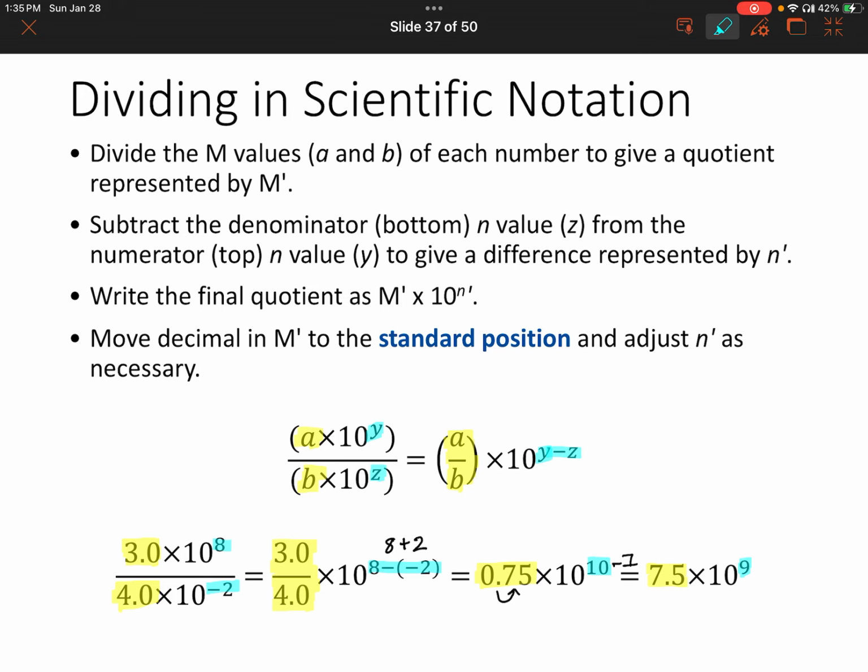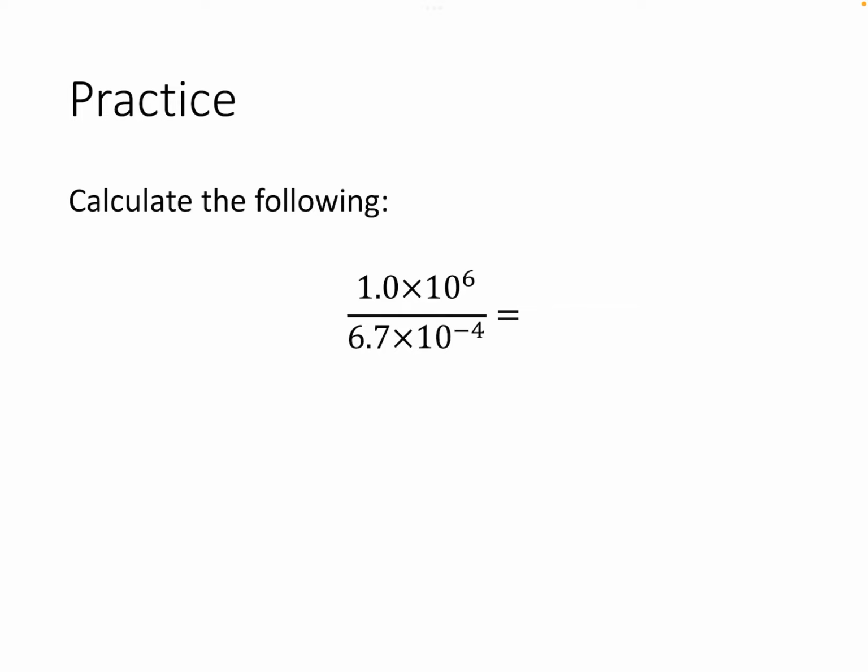Now let's practice. So try to calculate the following on your own first. Again, you might need a calculator to divide the coefficients. And when you're done, you can unpause the video and we'll go over it together.